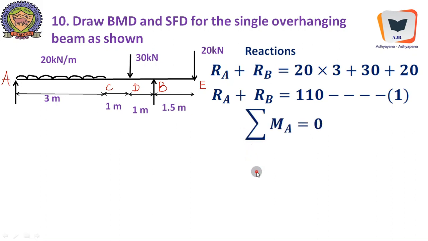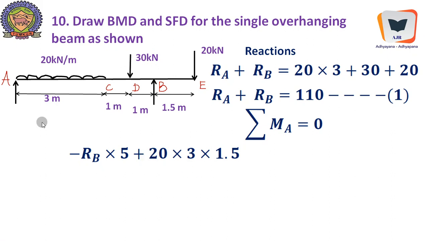Taking moment with respect to A equal to 0, algebraic sum, we will write RB into pi. This is RB, which will generate anti-clockwise moment, and the span is 3 plus 1 plus 1, pi. So RB into pi, anti-clockwise moment; 20 into 3, equivalent concentrated load, into 1.5, which is clockwise, because the equivalent concentrated load will be acting exactly at the center. So that is the moment.